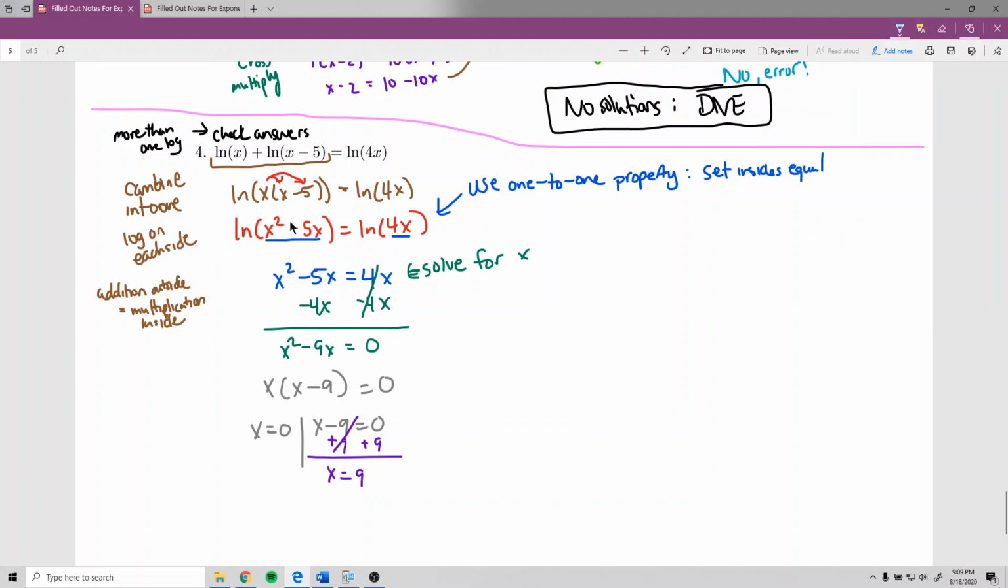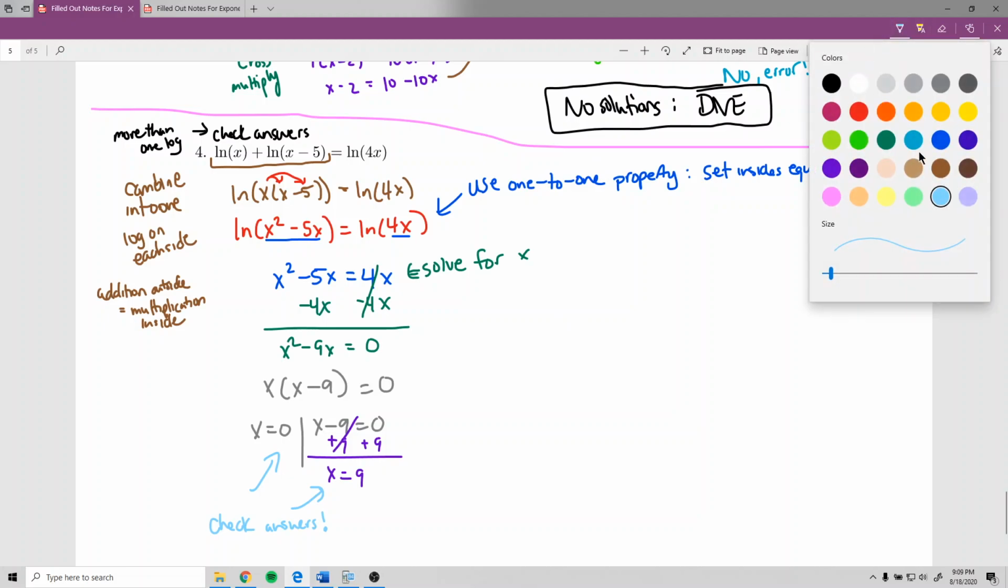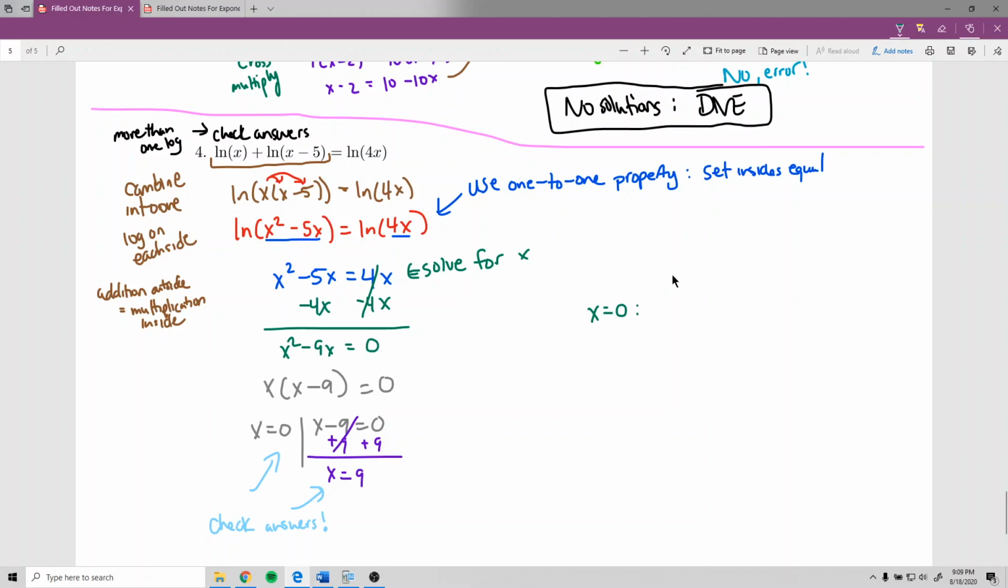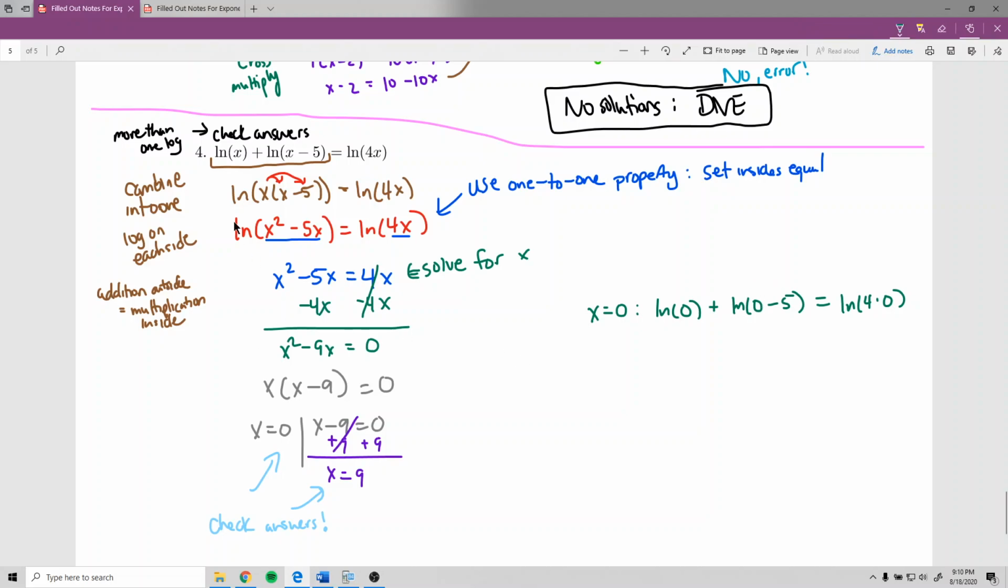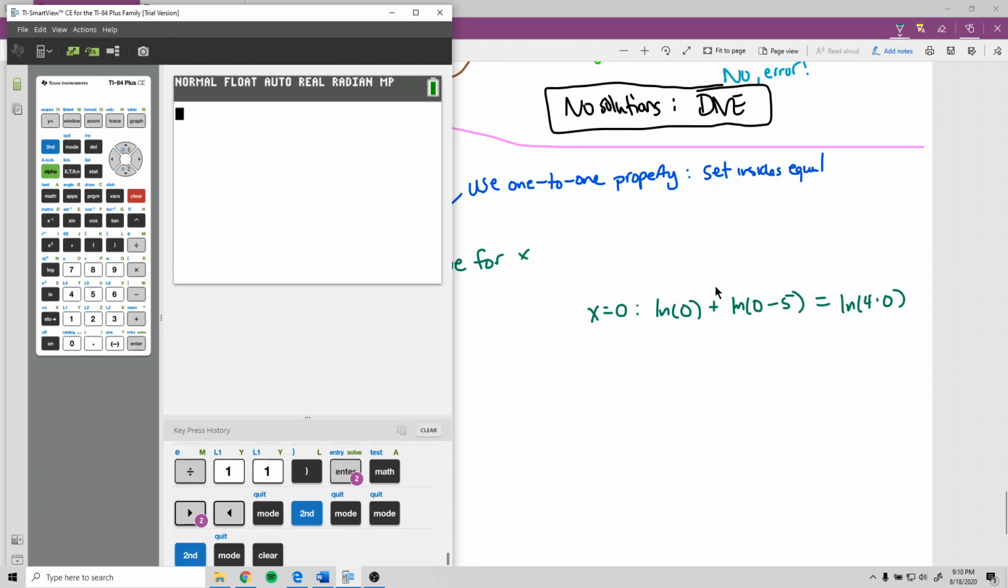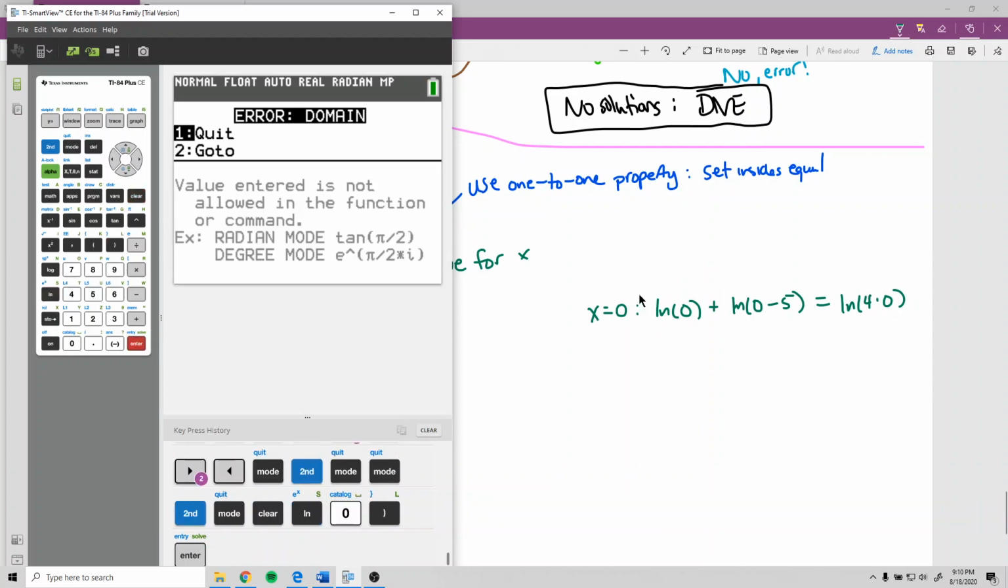Right, but once again, just like the last one, we have to check our answers. Okay, so I'll do x equals 0 first. Plug it into the original. Do not plug it into where we've already combined anything at all. Plug it into the original. So when we plug in 0, we get ln of 0 plus ln of 0 minus 5 equals ln of 4 times 0. Now this, you can type it in your calculator, which I'll do for the second one. But I want you to actually remember here that the inside of a log cannot be 0. And if any one part of it breaks, it's all broken. So since ln of 0 does not exist, this is not a solution.